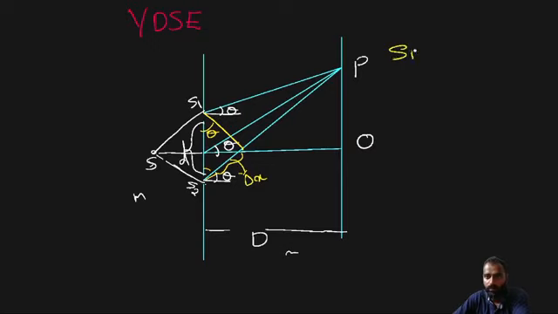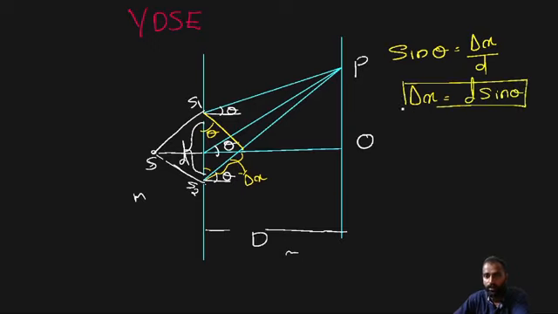You can write sine theta is delta x by d. So delta x equals d sine theta. This is my path difference in this case. This path difference can create either maxima or minima. So what was the condition for maxima? That is constructive interference.